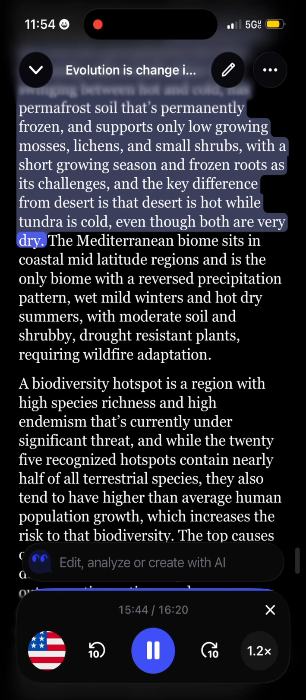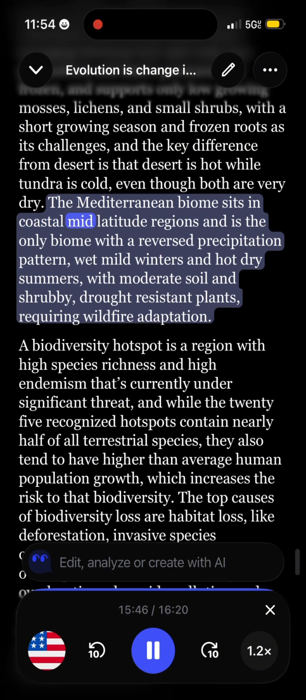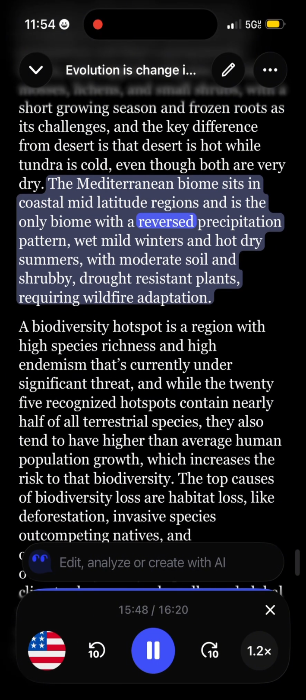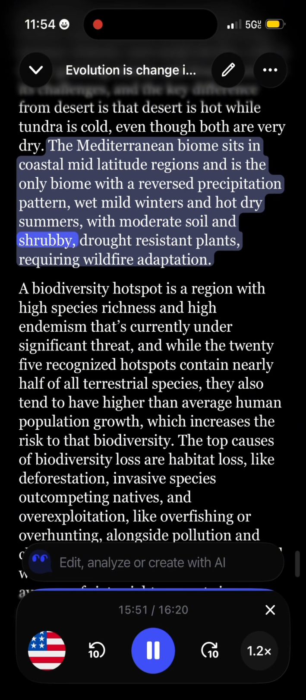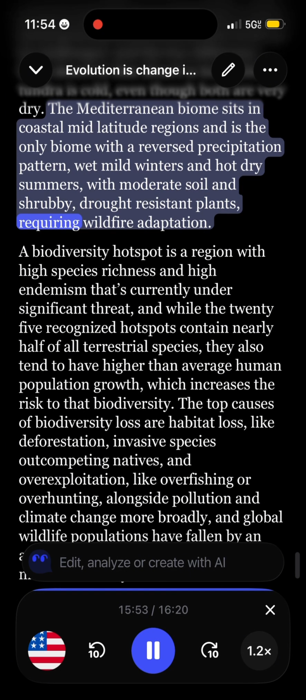Even though both are very dry, the Mediterranean biome sits in coastal mid-latitude regions and is the only biome with a reversed precipitation pattern. Wet mild winters and hot dry summers, with moderate soil and shrubby, drought-resistant plants, requiring wildfire adaptation.